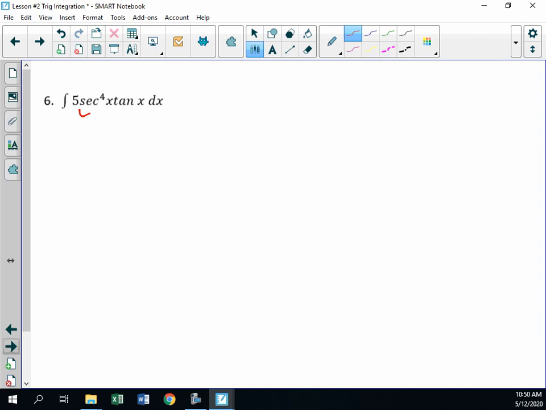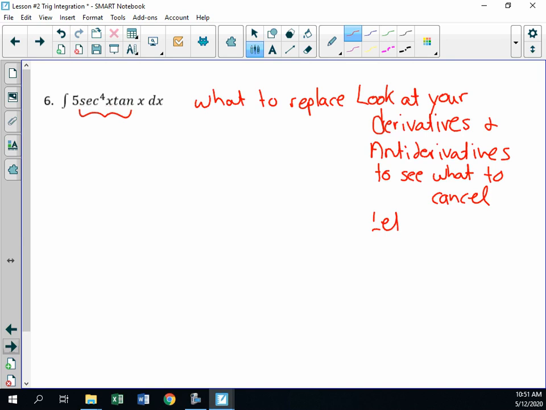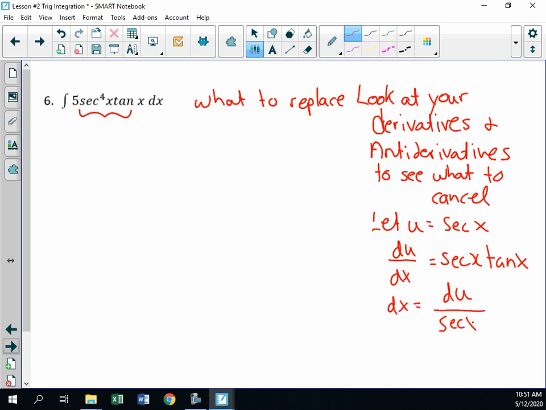Here, what to replace? Look at your derivatives and antiderivatives to see what to cancel. So let u equal secant x is probably the best one. du dx equals secant x tan x. Then I get dx is equal to du over my secant x tan x.